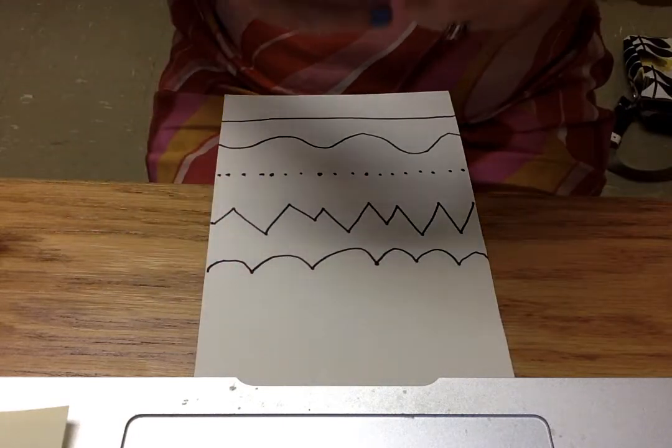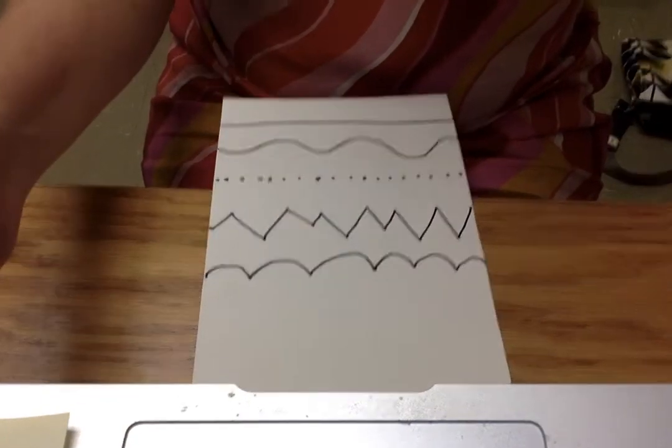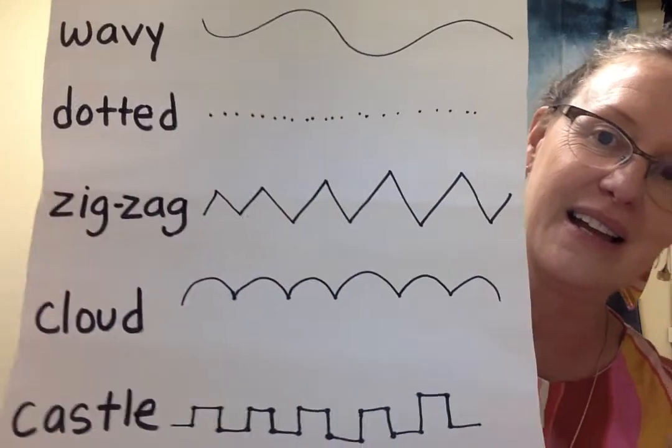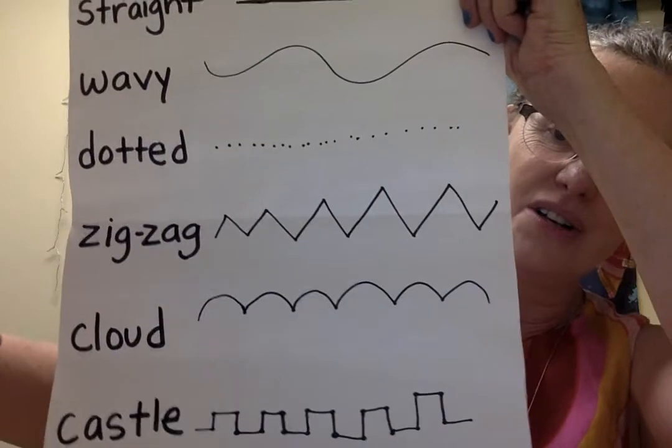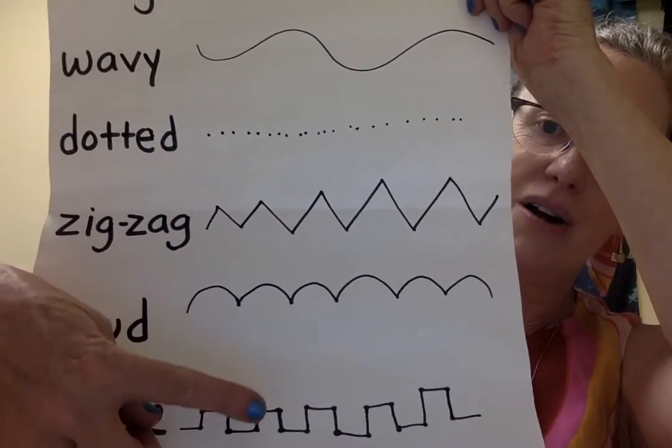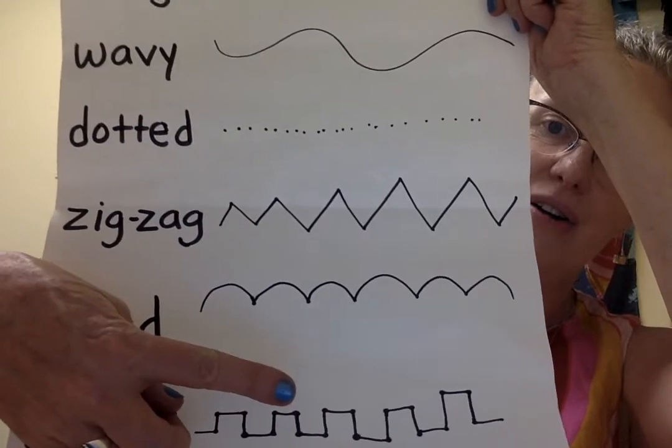Okay, all right. The next line, this might be our hardest line. This is going to make the top of a castle. It's called a castle line. So look at how it goes. It goes across, up, across, down, across, up, across, down, across, up, across, down.